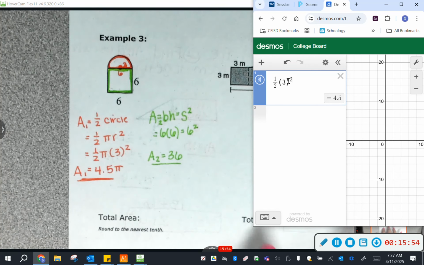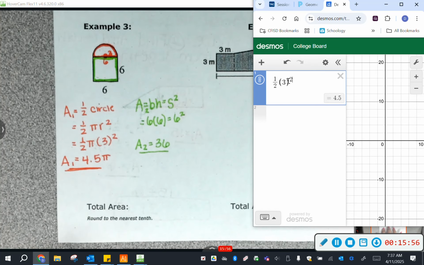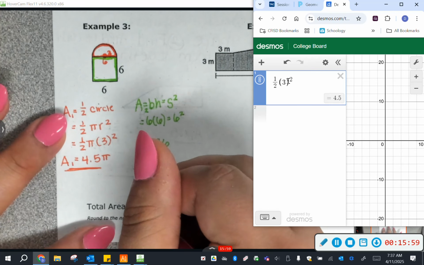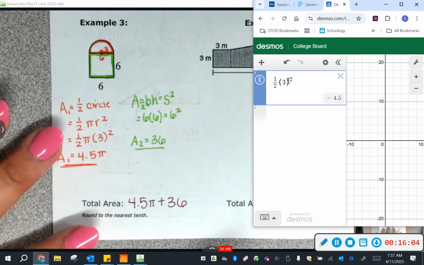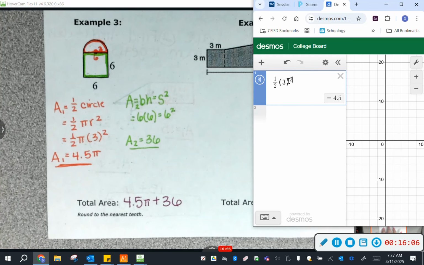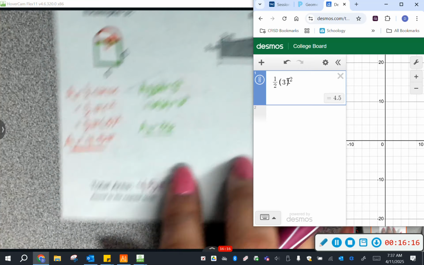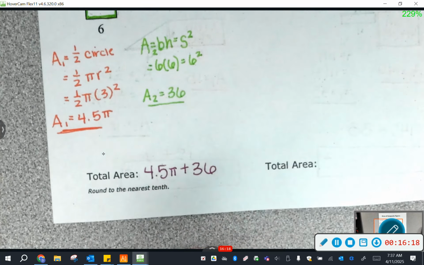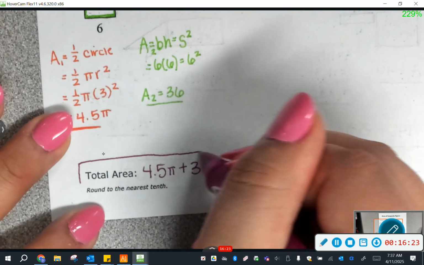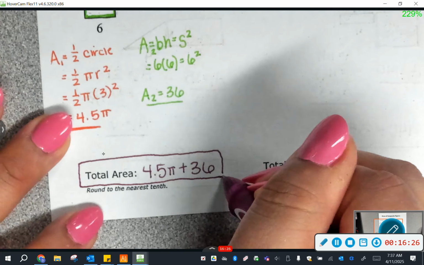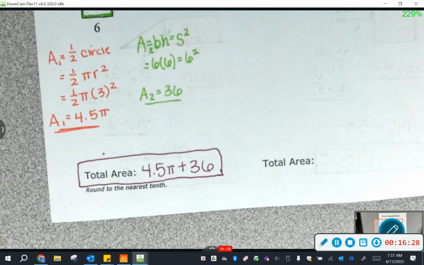And what am I going to do to find the total area? I'm going to add them. 4.5 pi plus 36. You can't add a normal number to a pi. Everybody look up. You would leave it like this. Do you agree this one has a pi and this one does not? Do y'all agree with that? Because this one has a pi and this does not, this is your answer. You are done. If you have a pi in your answer, you're done.